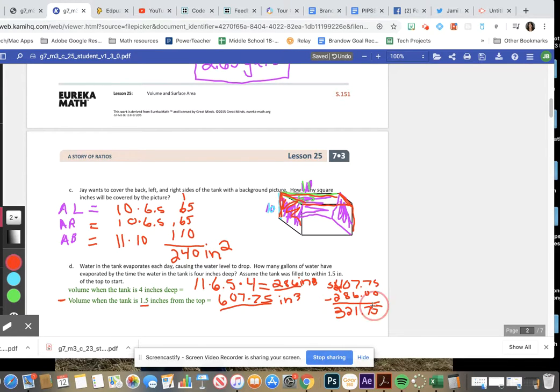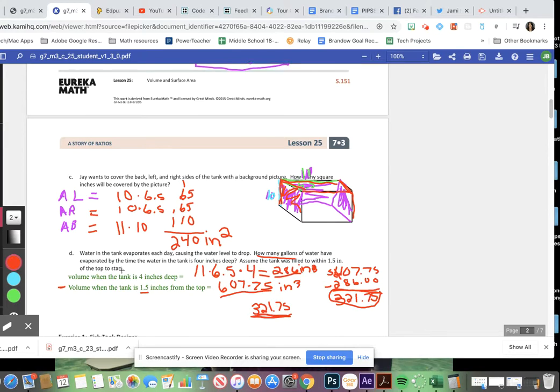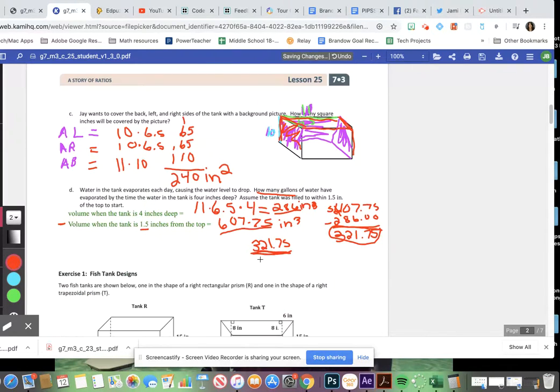So this is cubic inches, and they want to know how many gallons. So remember, to convert it to gallons, we're going to do 321.75, which is the difference in the volume, divided by, if you remember back, 1 gallon is 231 cubic inches, so by 231.